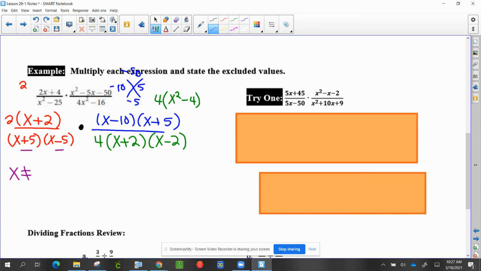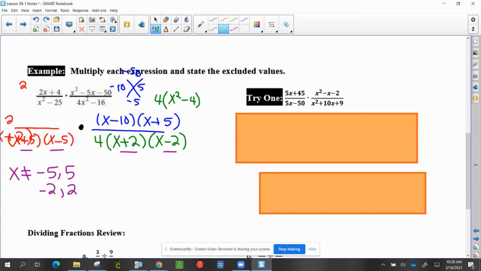So looking at all your denominator expressions, anything with an x will give you an excluded value. So let's see, we can't have a negative 5 or a positive 5. Can't have a negative 2 or a positive 2. Any of those values, if I plug them in for x, will give me a 0 in the denominator, which we cannot have. Okay. But now that we got those taken care of, we can do the fun part, which is crossing out common factors.